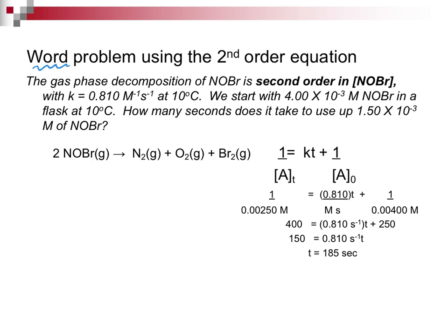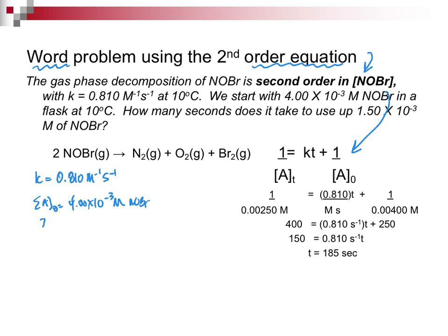What you could have is a word problem. And I said, using the second order equation. Here it says verbally, this is second order in NOBR, which says one should use that integrated rate law. Just like before, I'm going to write down my data. K is 0.810, molarity minus 1 second minus 1. It says we start with 4.00 times 10 to the 3rd molar, NOBR.